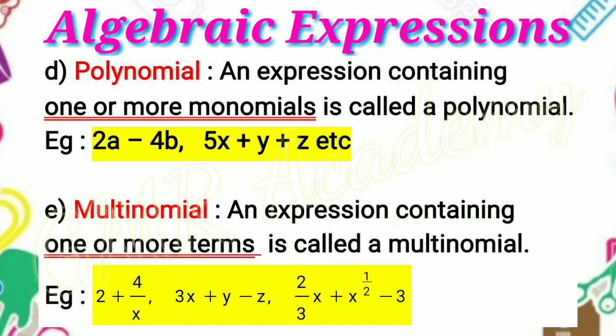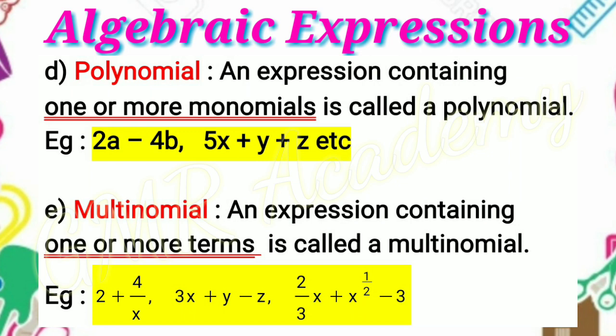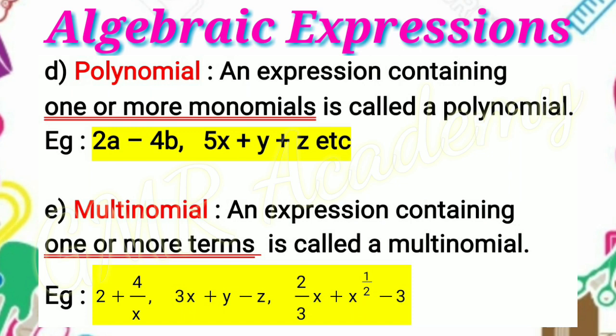Another type of algebraic expression is polynomial. An expression containing one or more monomials is called a polynomial. Briefly, polynomial means the power of the variable in a term is always a non-negative integer. For example, 2a minus 4b. In the term 2a, the power of a is 1, and 1 is a positive integer. And the second term, 4b, b power 1, which is also positive. So 2a minus 4b is a polynomial.